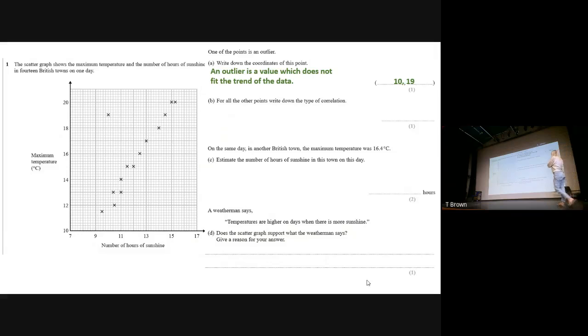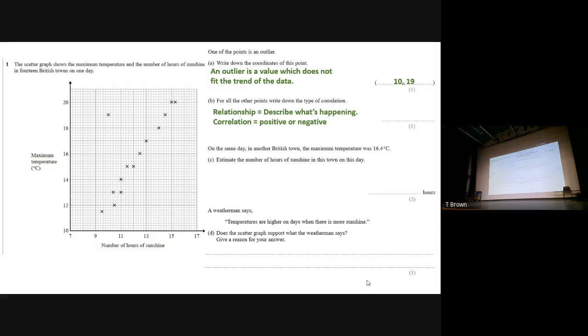Okay, and then it says, for all the other points, write down the type of correlation. We've done scatter graphs this year, so this should be nice and straightforward. If it's going up, it's positive. If it's coming down, it's negative. This is very clearly going up, so we're just going to write the word positive on that line. They've not asked us for the strength. If they said, write the strength and the correlation, then we'd have to write strong positive or weak positive. It's a 1 mark question. They just want to know the correlation. If we write positive or negative, or in this case positive, that's going to be sufficient.